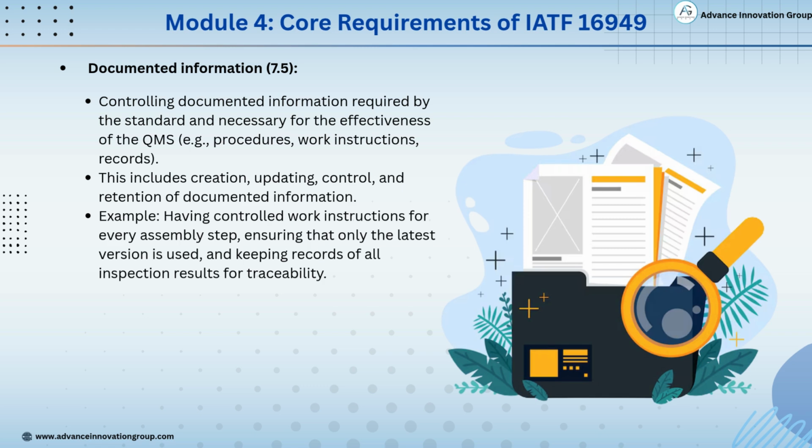For example, if you have an assembly line, there should be controlled work instructions for every step. Only the latest version should be used, and inspection results should be recorded and stored to ensure traceability. This ensures that work is done according to standard, with no confusion or errors.